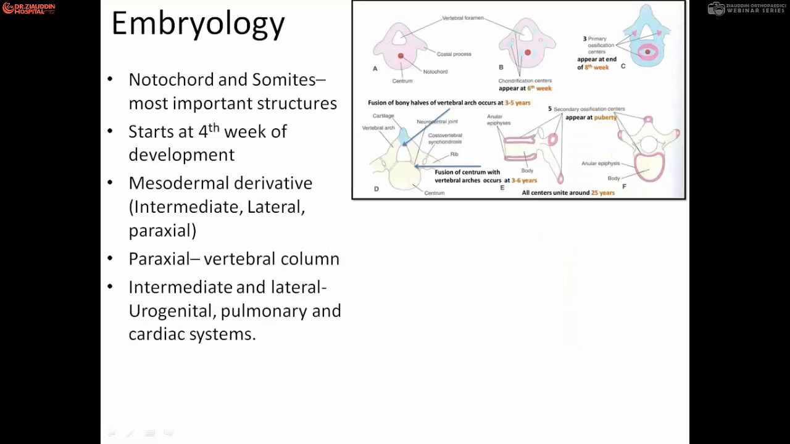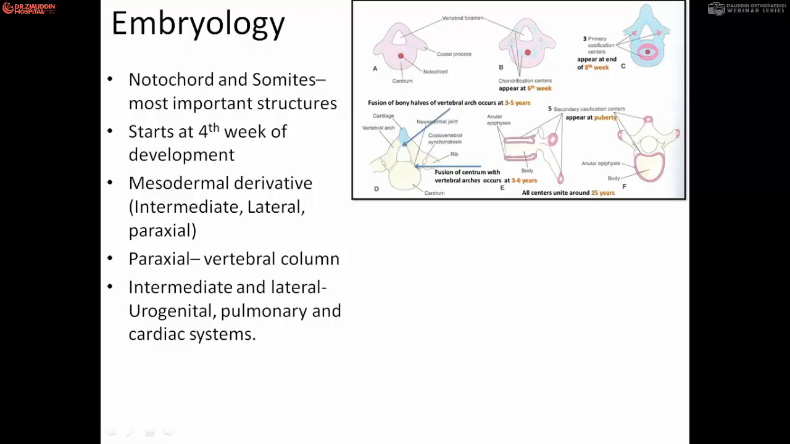If you look at the basic embryology of the spine, this all happens during the 4th week of development, and notochord and somites are the most important structures. As we know, during the 4th week, there is development of mesoderm along with ectoderm and endoderm, and the mesoderm is divided into intermediate, lateral, and paraxial types. It's the paraxial type which is responsible for development of vertebral column and skeletal muscles.